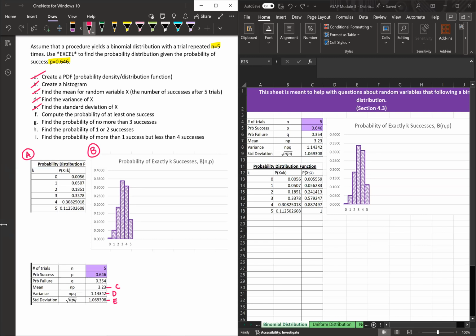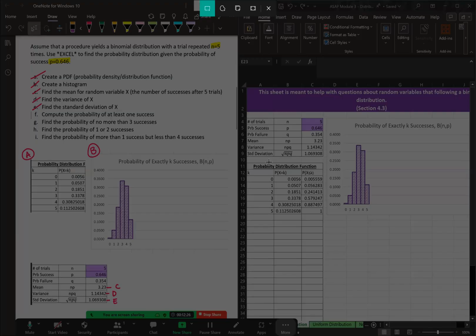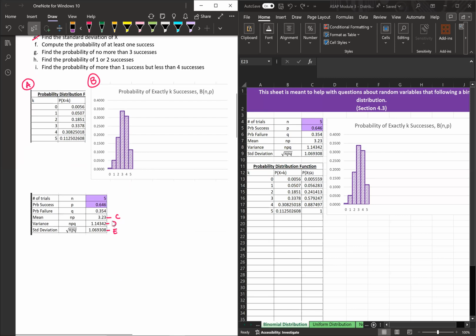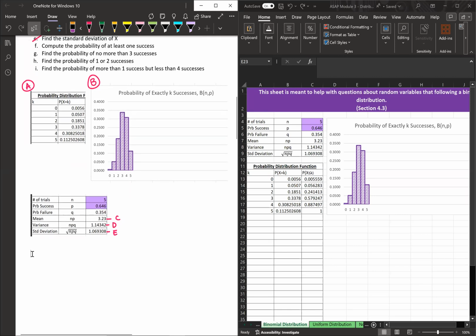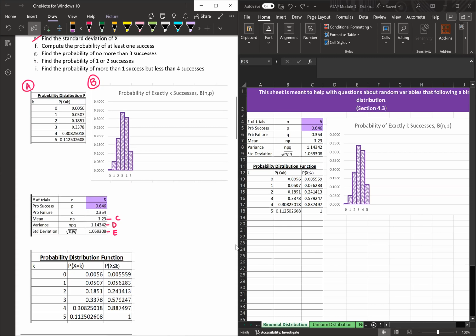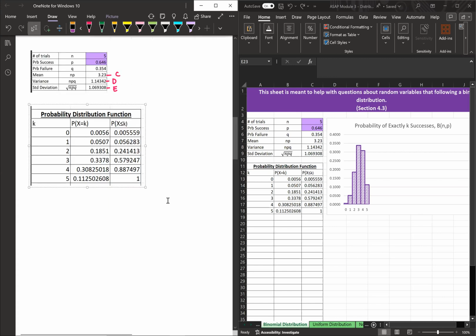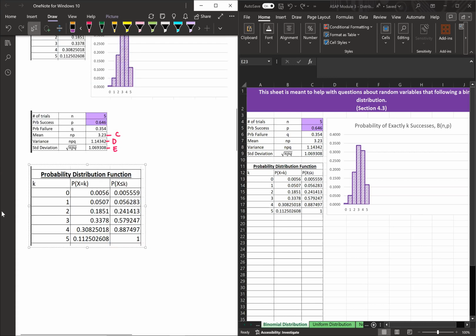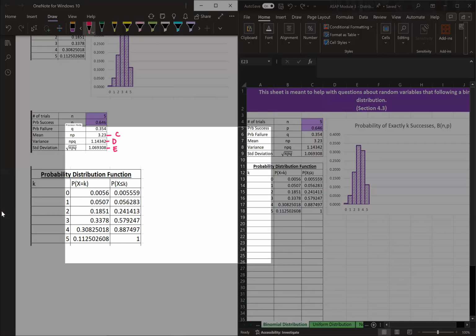Compute the probability of at least one success. Okay, so now we're going to really start using our knowledge about basic probability in conjunction with the output of the binomial distribution we have from Excel. So I'm going to grab our whole entire table, and we're going to work on F, at least one success. So what would that look like? So this is F.